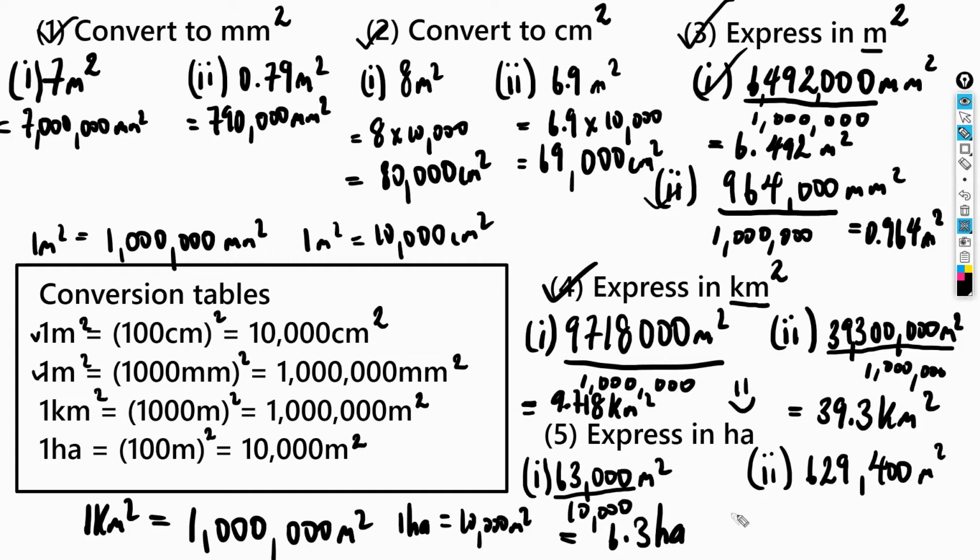Okay. And for this example here, we have 629,400 meters squared. And we need to convert this to hectares. So we're going to divide it by 10,000. And we're going to get 62.94 hectares. All right, guys. And for hectares, we don't have to put anything squared. Hectares is just hectares. Okay.